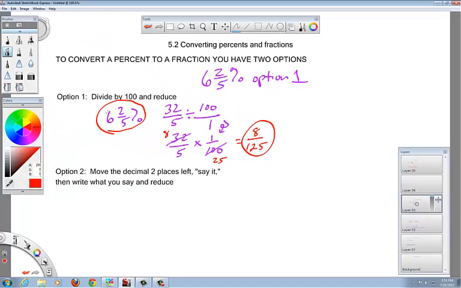You don't want to go converting these to decimals and messing around with that, because you're going to get in trouble and something will get goofed up if you do. This is how you do problems, option one, when you have a percent containing a fraction.